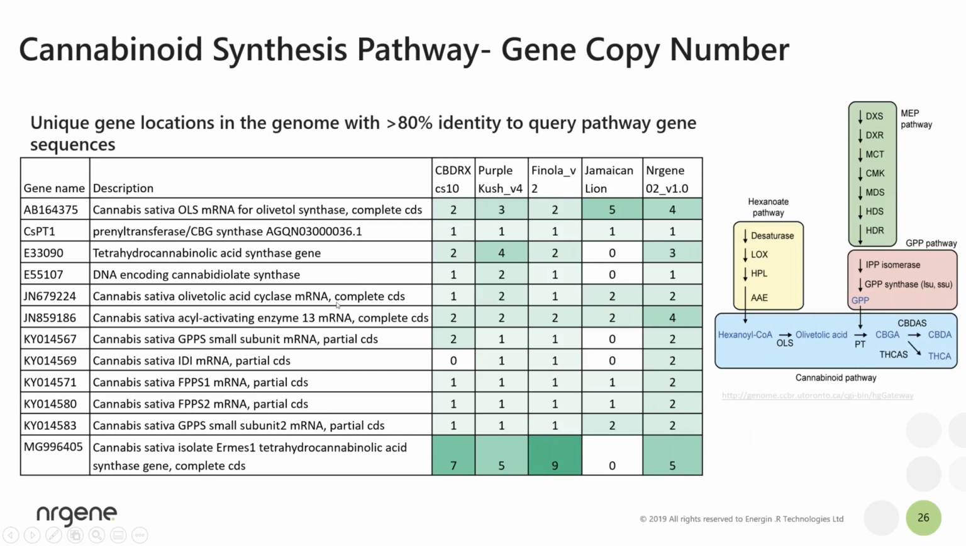We've also done this type of analysis on gene content for the cannabinoid synthesis pathway. We can say that there is huge diversity in gene content and gene duplications for various genes in the cannabinoid pathway. And now we can look at interesting varieties and say, oh, there's a missing gene here. What does it mean? Can I use this in breeding?